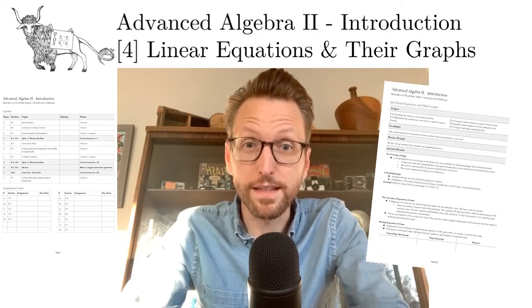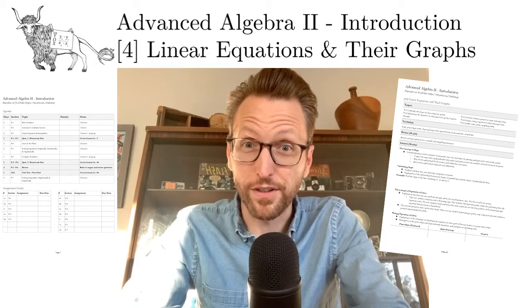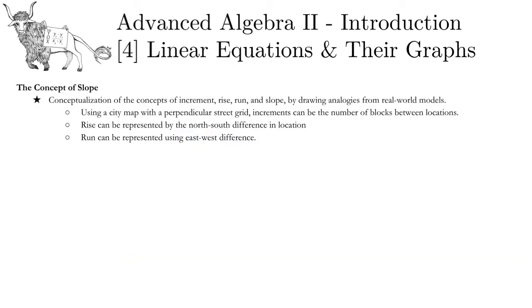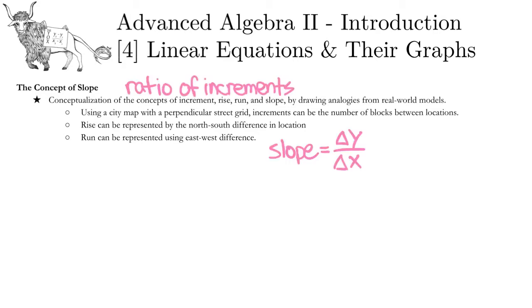So let's get linear. If we're talking about linear equations, we have to talk about the concept of slope. And the concept of slope is fairly straightforward. It's the ratio of increments, or it could be seen as rise over run. In a moment, we'll look at the street map of the northwest side of Chicago so we can understand the concept of slope. But before we do that, I want to make sure that you understand the idea of an increment. There are two of them.